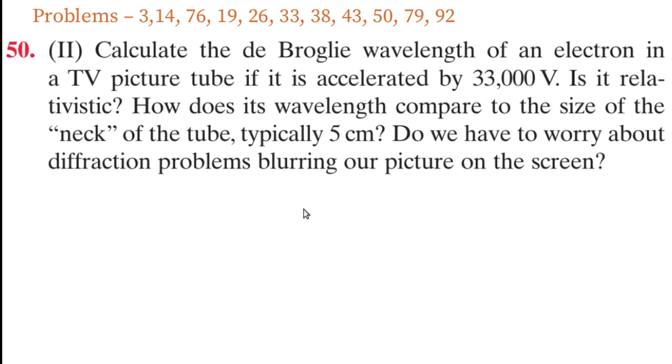All right. So problem 50 is: calculate the de Broglie wavelength of an electron in the TV picture tube if it's accelerated by 33,000 volts. Is it relativistic? How does its wavelength compare to the size of the neck of the tube, typically 5 centimeters? Do we have to worry about diffraction problems blurring our picture on the screen?